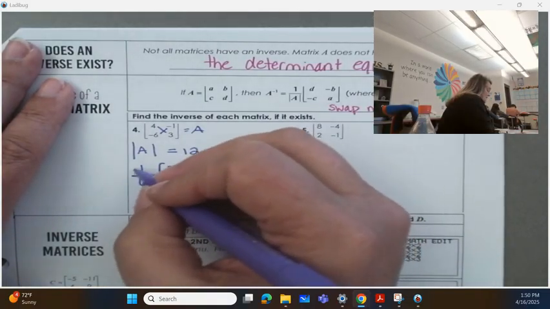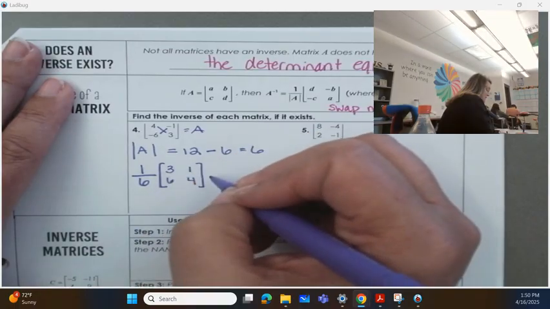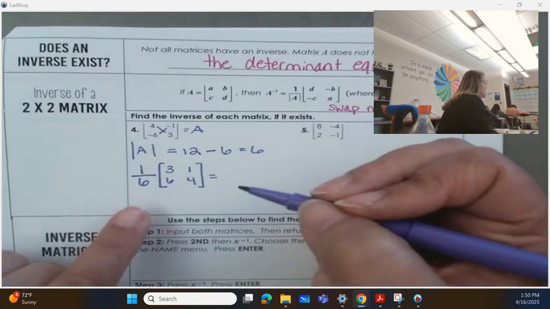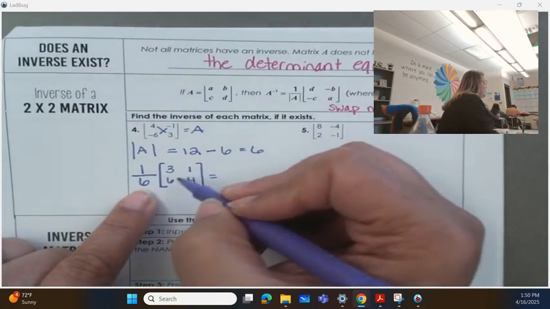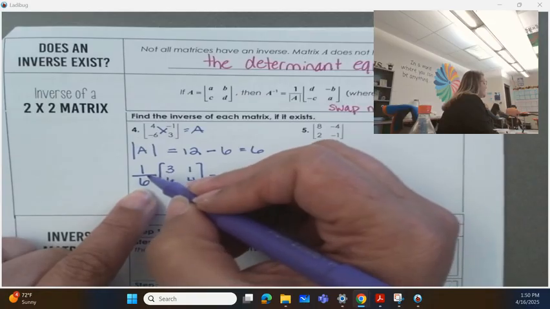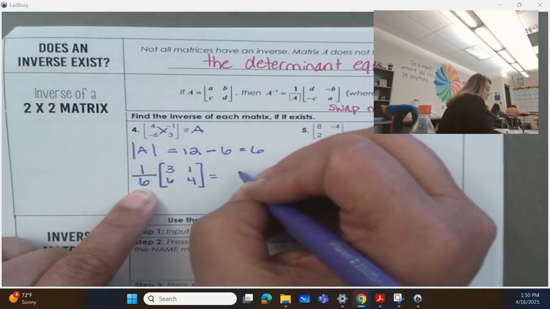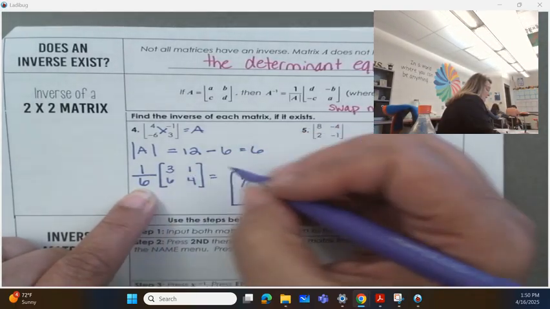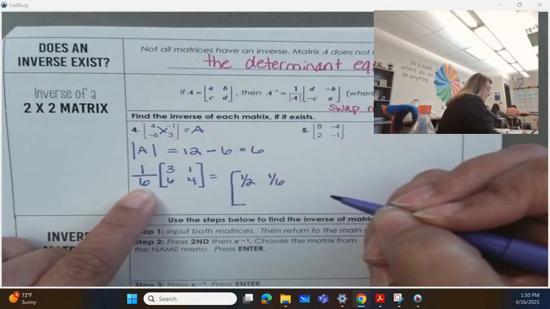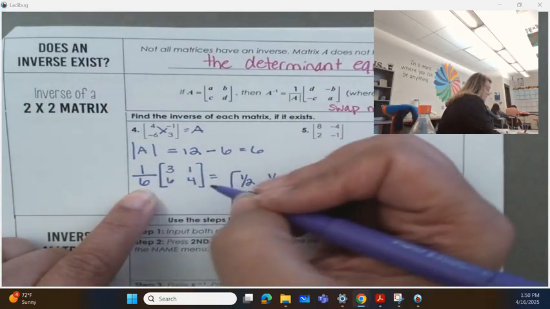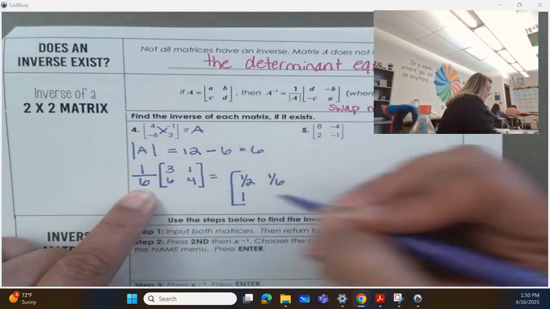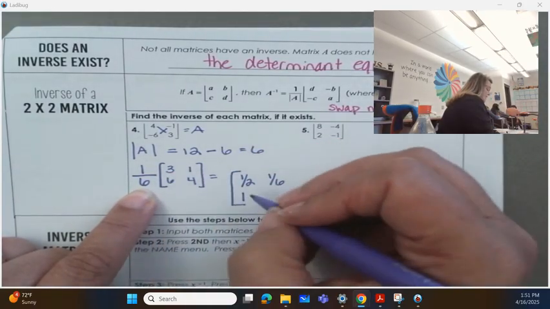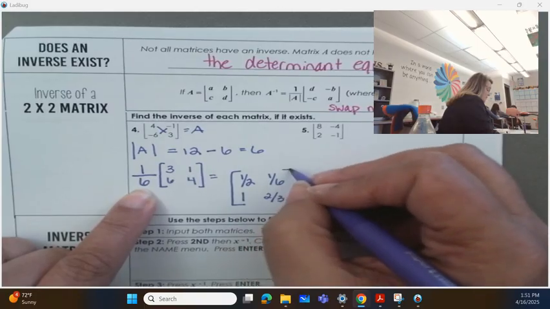And then 1/6 times all of this, I do what we know as scalar multiplication. I take 1/6 times every element. 1/6 times 3 is 3/6, which is 1/2. 1/6 times 1 is 1/6. 1/6 times 6 is 6/6, which is 1. 1/6 times 4 is 4/6, which simplifies to 2/3.